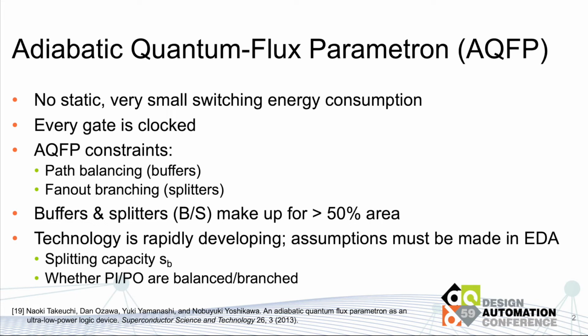As the technology is still rapidly developing, some assumptions must be made. The splitting capacity, SB, is how many signals a buffer cell can split into. Depending on the design of the registers, the primary inputs and outputs of the combinational circuits may or may not need to be balanced and/or branched. Our implementation is parameterized and can easily adapt to any possible assumption, and we will also study their impact in the experimental results.